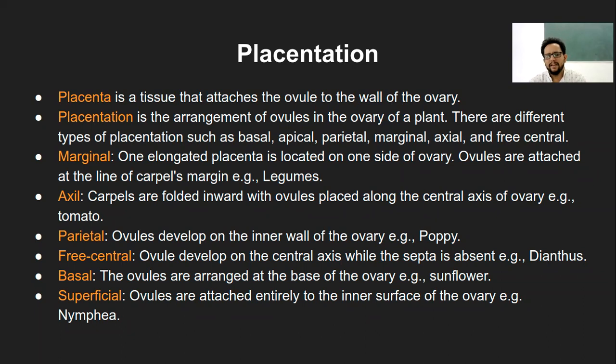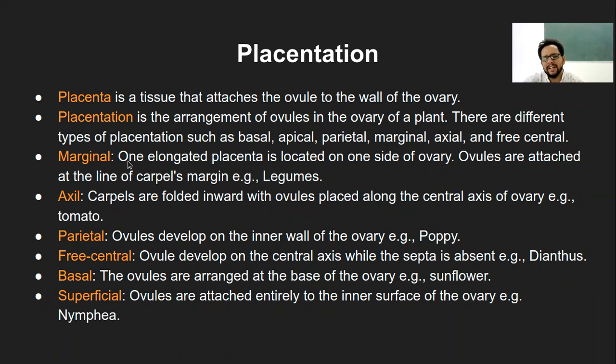So that is the way it happens, and that is why the arrangement of ovules is one of the important factors in the placentation. So there are different types of orientation, like apical, basal, parietal, marginal, and so on. So we'll see one by one.